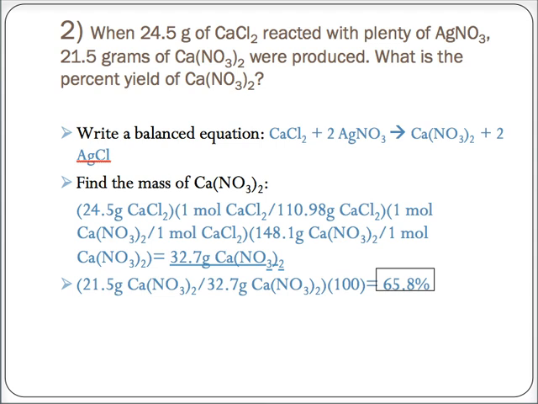So we plug that in again to our equation. Actual yield of 21.5 grams of CaNO3 over theoretical yield of 32.7 grams of CaNO3 times 100 to get the percent yield of 65.8%.